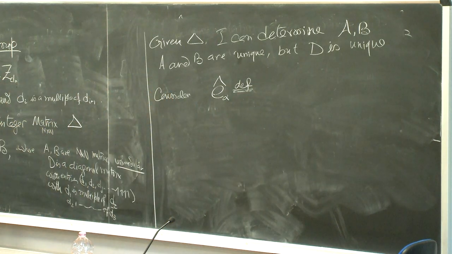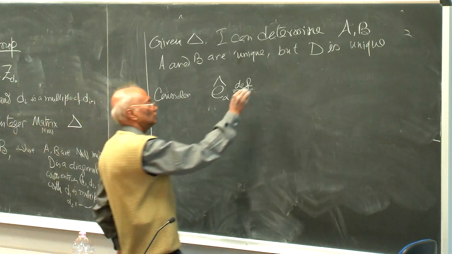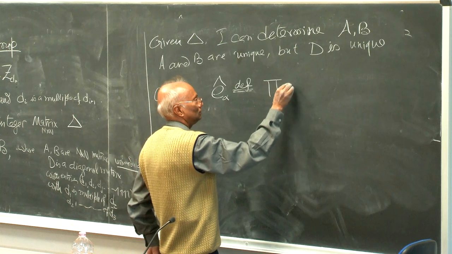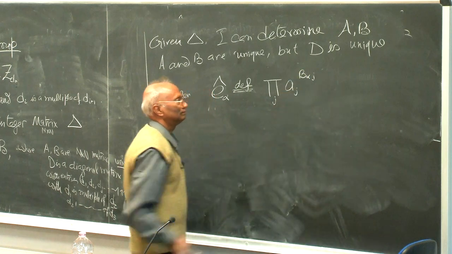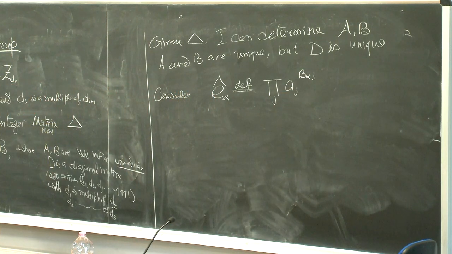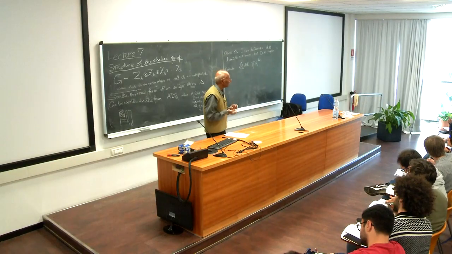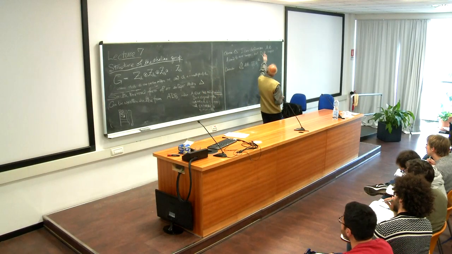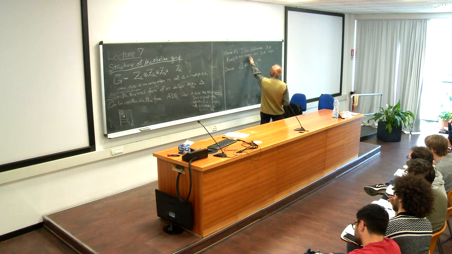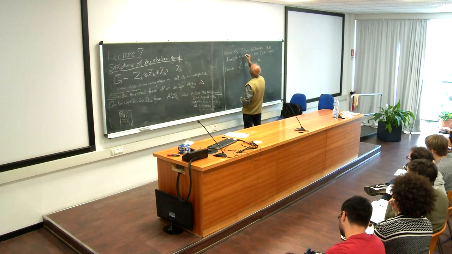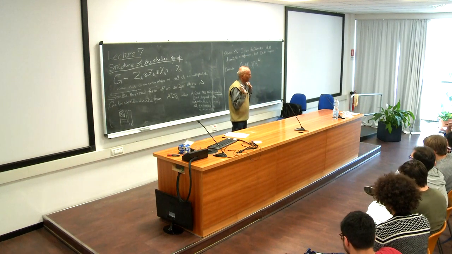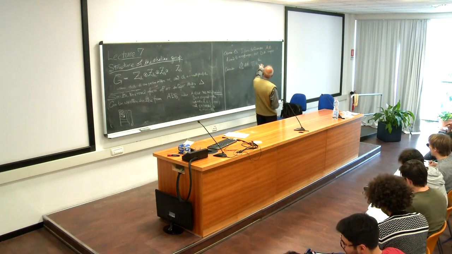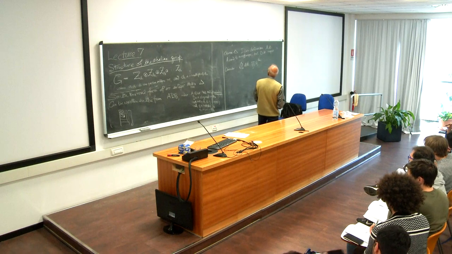So now let me write E alpha is equal to product over J, A J to the power B alpha J. Yes. A and B are not unique. Oh, I beg your pardon. I wrote it wrong. A and B are not unique, but D is unique. Okay. So that gives you this.